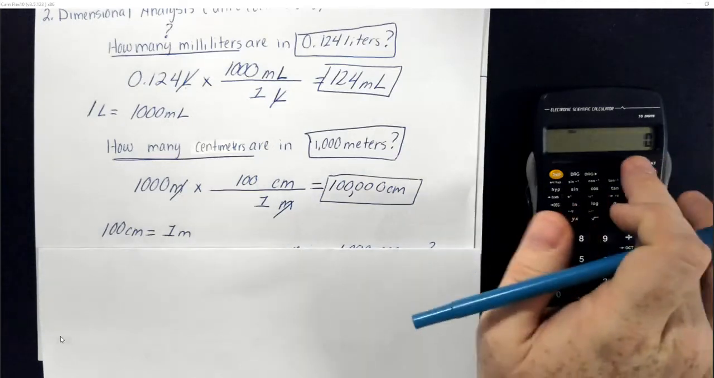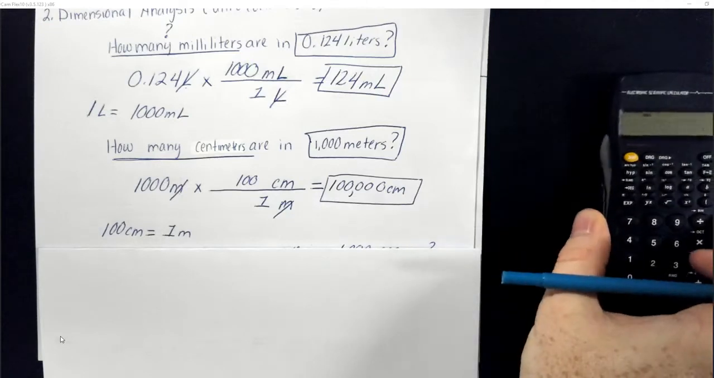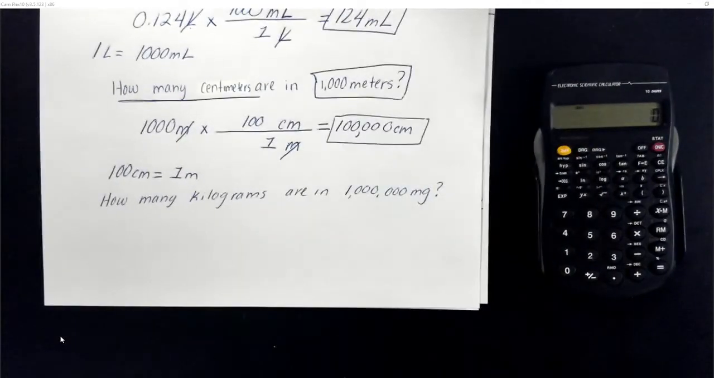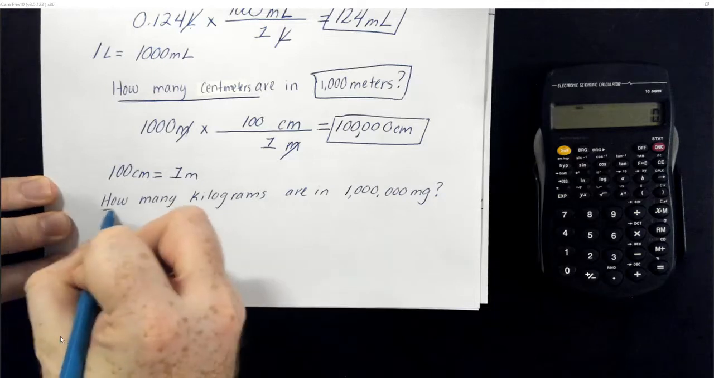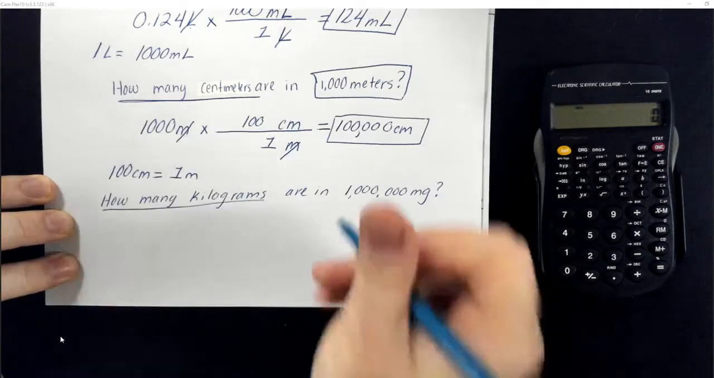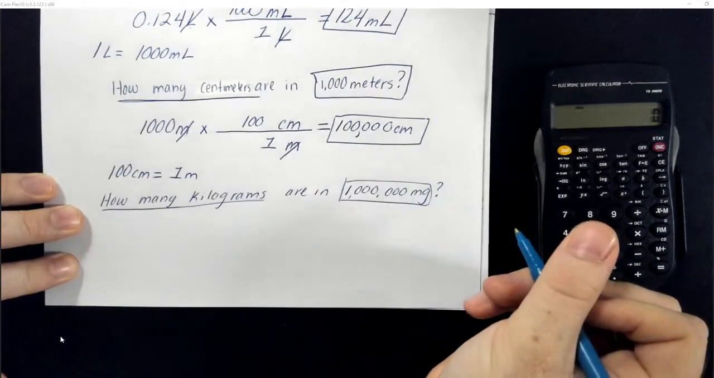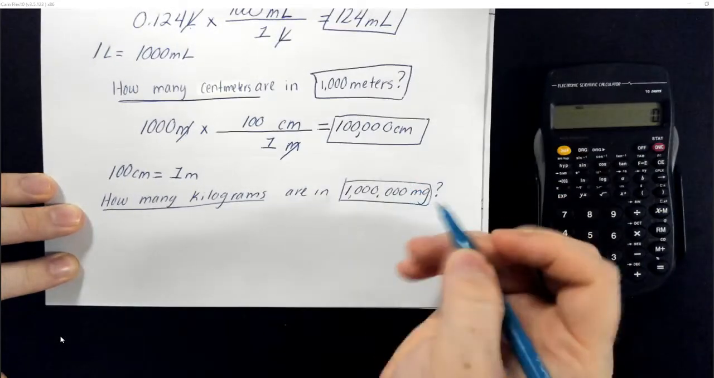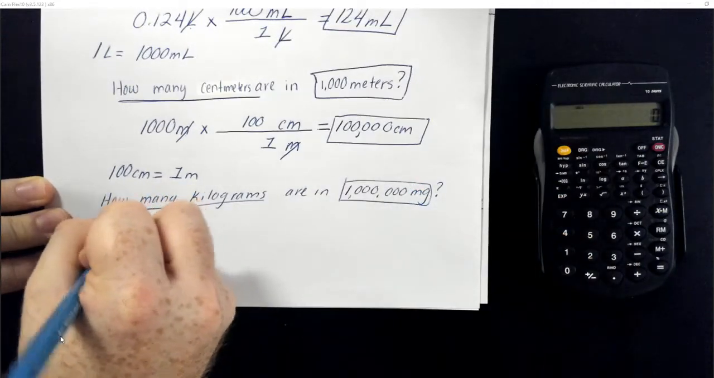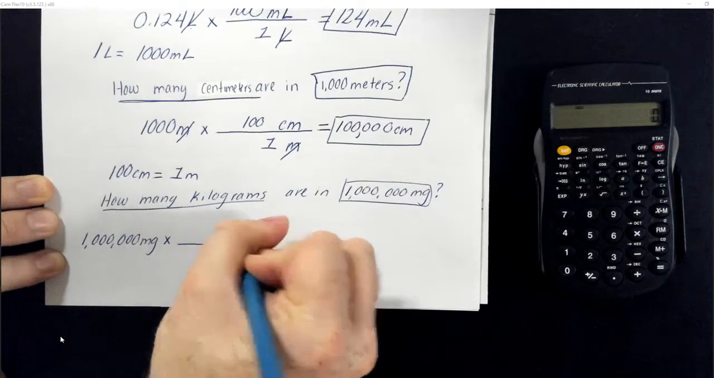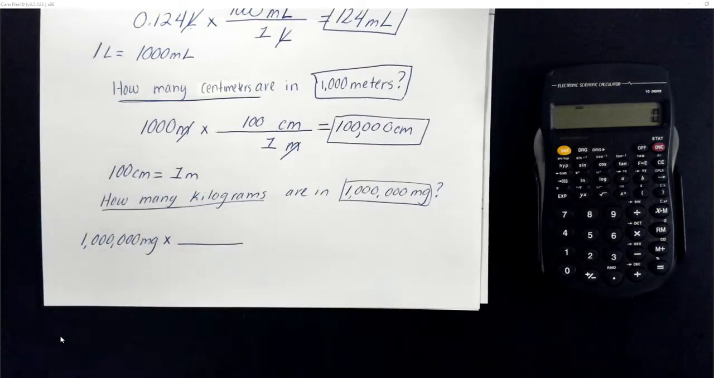Let's do another example, but this time it's going to be a two-stepper. How many kilograms are there in 1 million milligrams, abbreviated mg? The question is asking us to find kilograms, so our answer needs to end in that. And we are given 1 million milligrams. That's where I'm going to stop. I need to multiply that by a conversion factor. What is the conversion factor? Well, let's look right here.